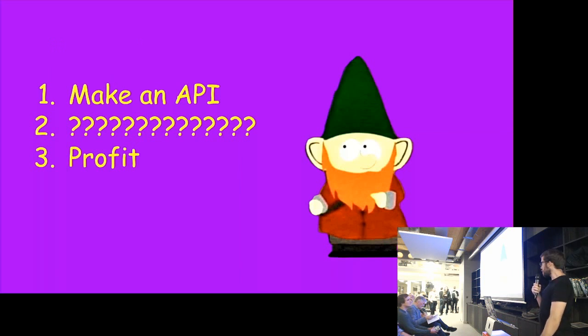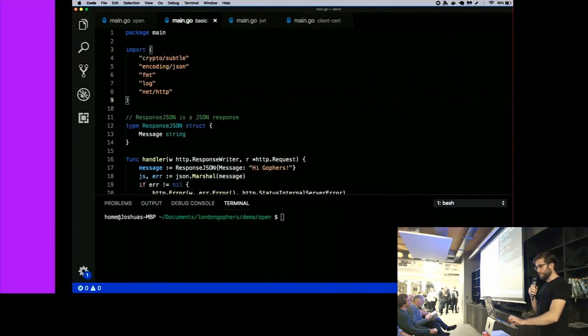So this is how sometimes it feels when you start out as a Go developer. So you write your 4 lines of code, you deploy your server, and then you just wait for the money to roll in.